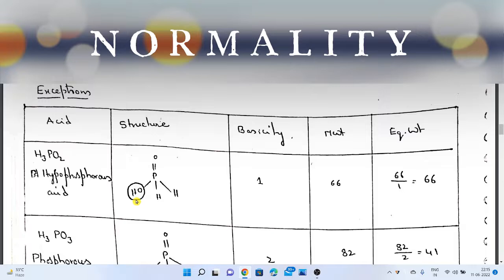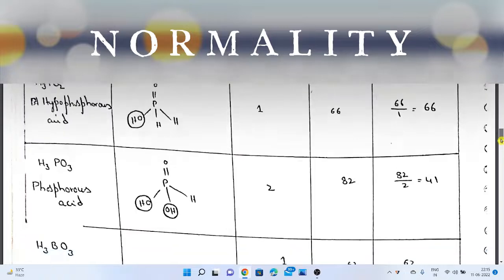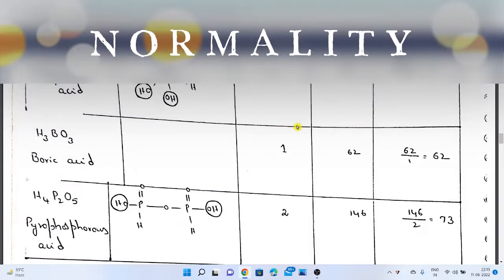Some exceptions are there. Suppose you take hypophosphorous acid H3PO2, the basicity is 1. Even though this acid contains 3 hydrogen atoms, the basicity is 1 because if you observe the structure, there is only one replaceable hydrogen, that is in OH. In OH, that hydrogen is replaceable with bases. So therefore H3PO2 basicity is 1, molecular weight is 66. So the gram equivalent weight is 66 by 1, that is equal to 66.